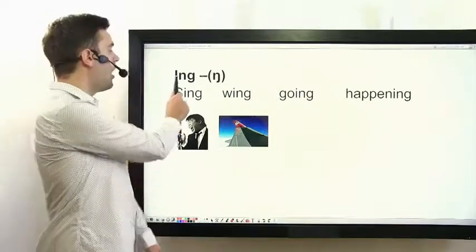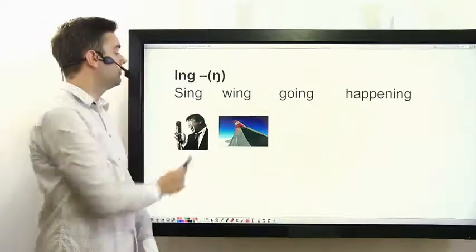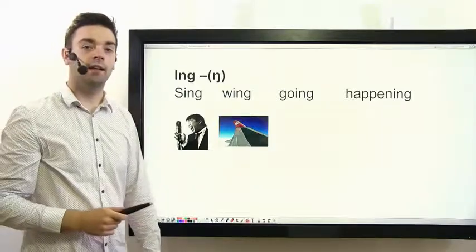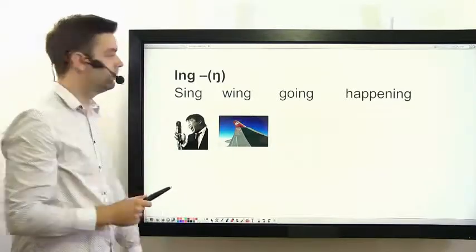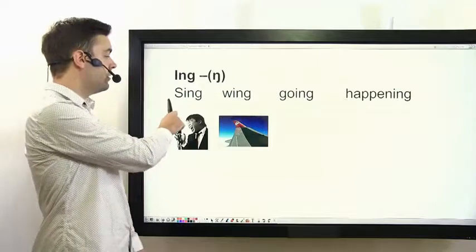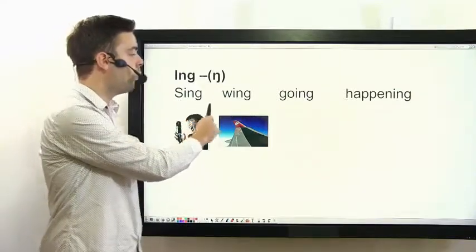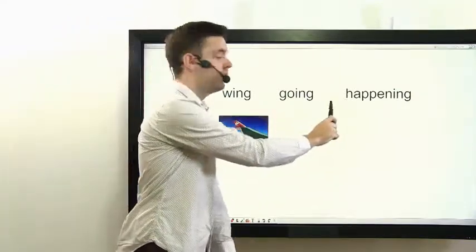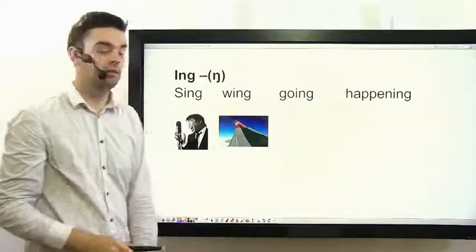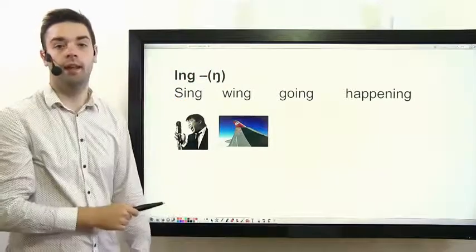When we join ing, it creates an ing sound. So sing, wing, going, happening.